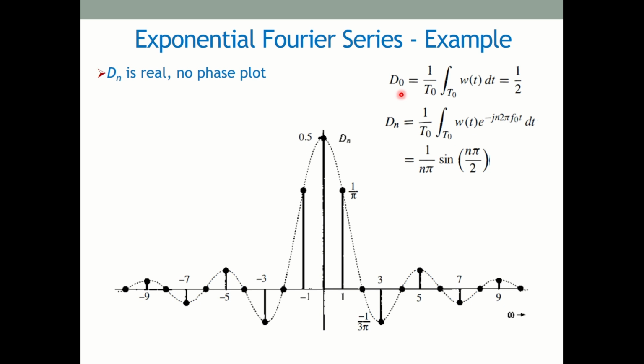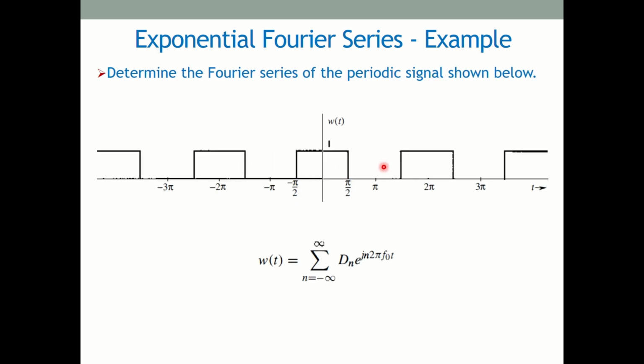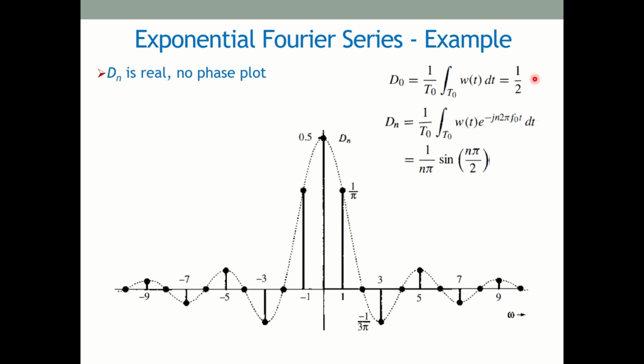So d naught, which means the contribution of the DC term, where omega is 0, is half. That's because you can see all of the pulses are on the positive axis, so the average value of this signal will exist. So the average value is half for one time period. Then for dn we have this expression. The coefficients for n other than 0 are shown here when we substitute values of n as 1, 2, 3 and so on, minus 1, minus 2, minus 3.